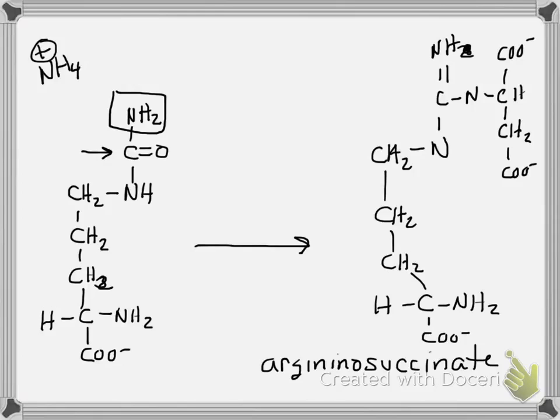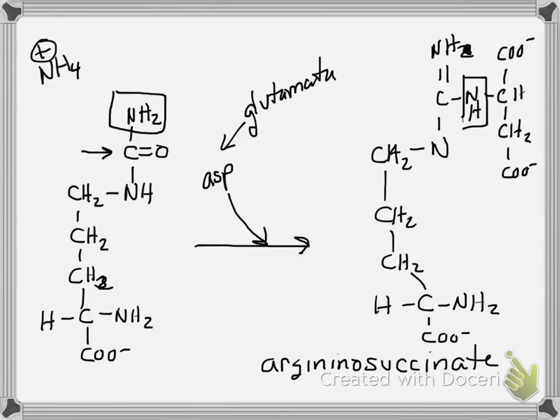Here is argininosuccinate. It's a very large structure, but now what we've done is we've added our next nitrogen. I should put hydrogen here, and then this nitrogen here comes from the introduction of aspartic acid. And remember, the aspartic acid came from transamination reaction with glutamate. And then recall this nitrogen here came from carbamoyl phosphate. These two nitrogens here will be the backbone structure of urea.